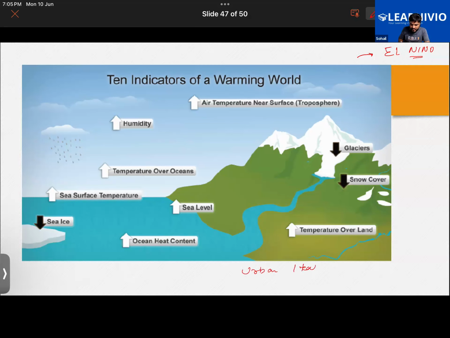Urban heat island. See, there are two places. For example, there's a village and there's an urban area. This is a village and this is an urban area.